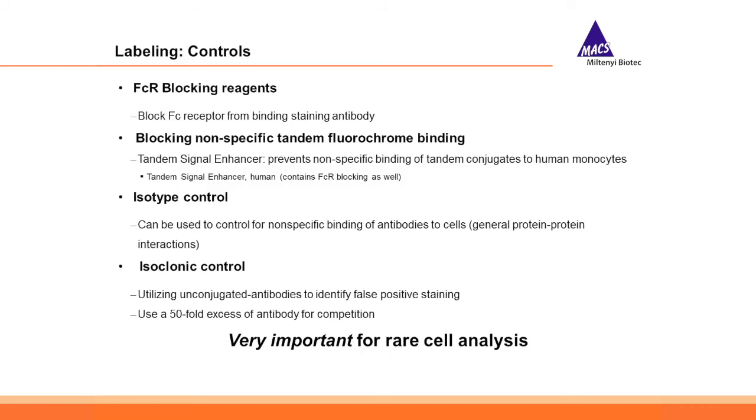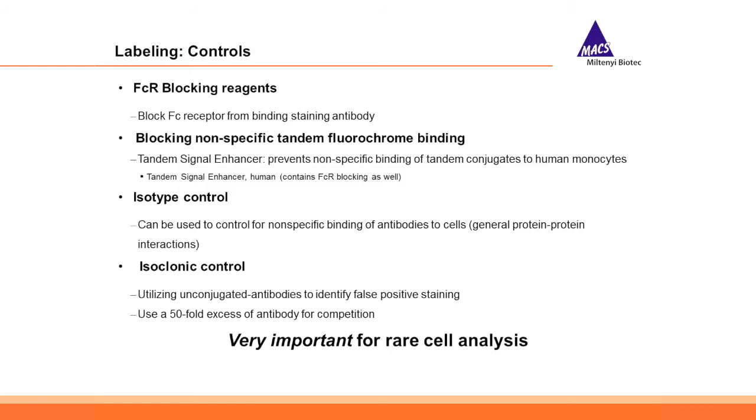So for the FcR blocking, it's quite easy. We know the interaction, the interaction of the Fc part of the antibody with the receptor. So we can use an Fc receptor blocking reagent. And we have that for human or for mouse cells, and then you just incubate the cells with it, and then you have saturated the Fc receptors.